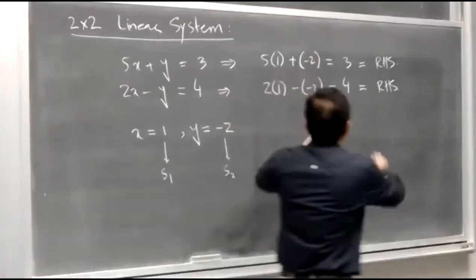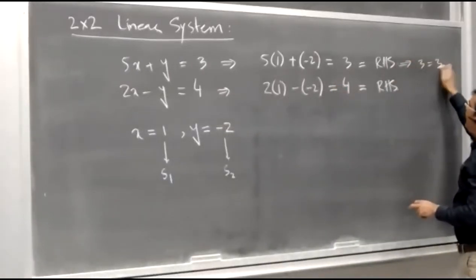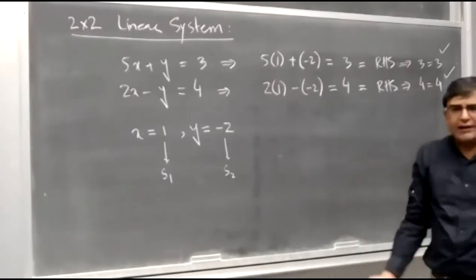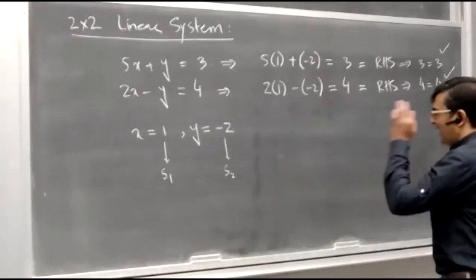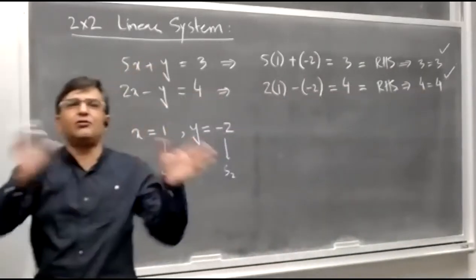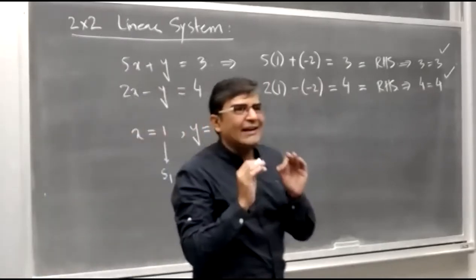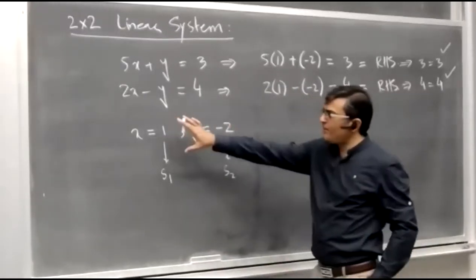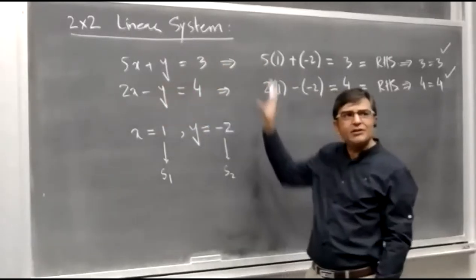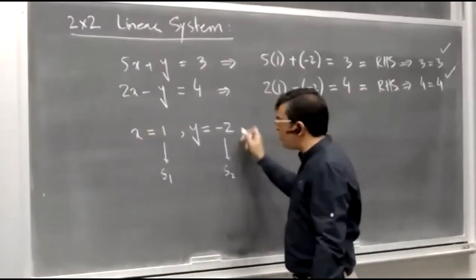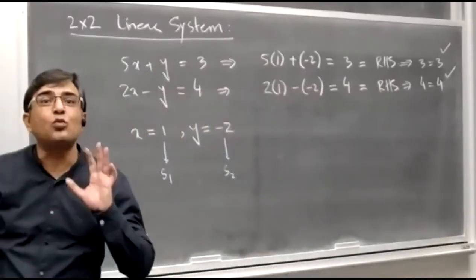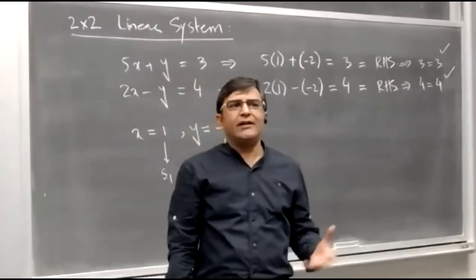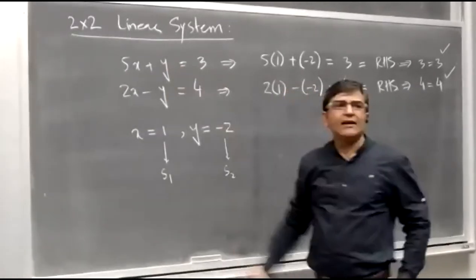A true statement means 3 is equal to 3, and this gives us 4 is equal to 4. So these two are true statements. If at least one of the equations in the system doesn't turn into a true statement, then we say that this is not a solution of the given linear system. If at least one equation doesn't turn into a true identity, then we cannot say that this is the solution of the given linear system.